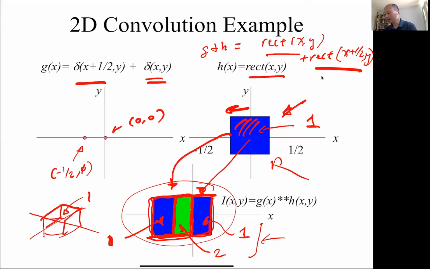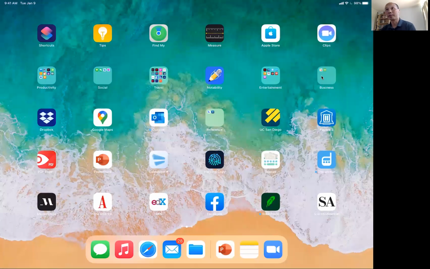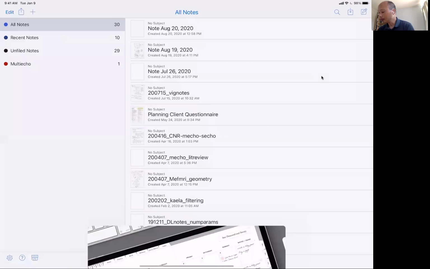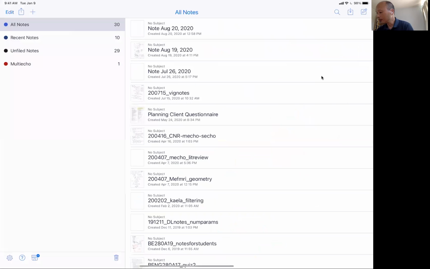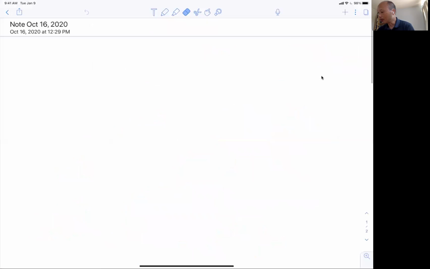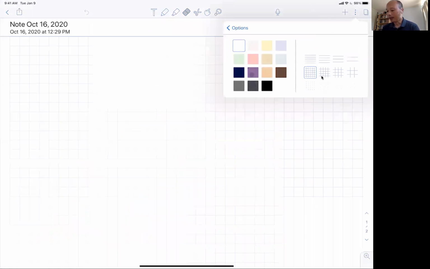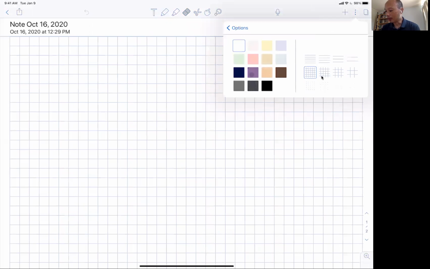I think what I can do is let me bring up something else. Notability. Let me draw. I'm going to draw this out because it'll be a little easier. Okay, so let's just do a really simple example then.